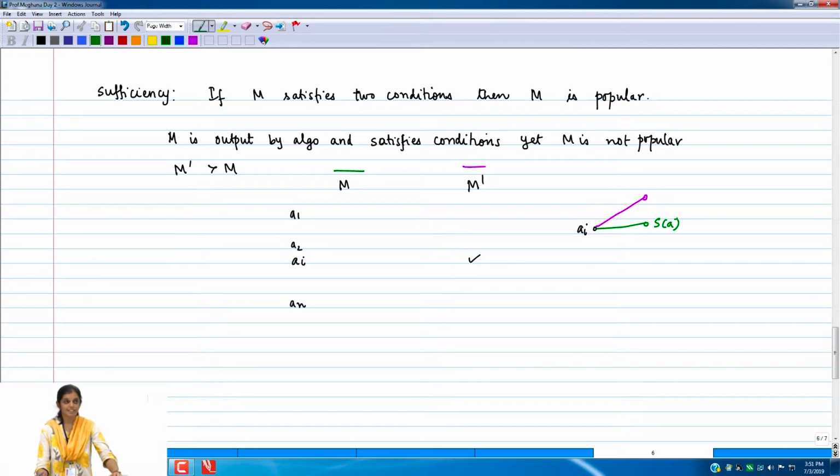Okay, remember that we are not in the game now to show that there is a more popular matching, because M prime need not be popular. It may just be beating M. We do not claim anything about M prime. So we cannot play that trick.